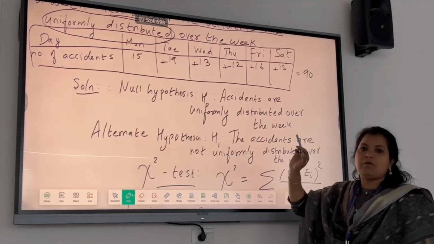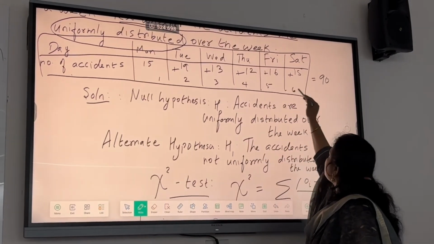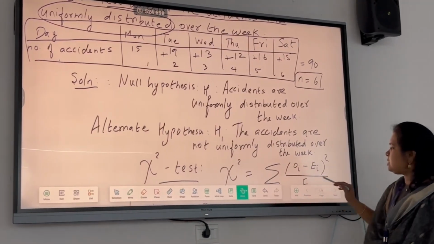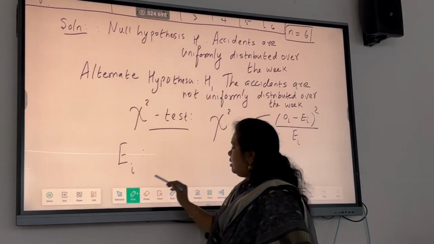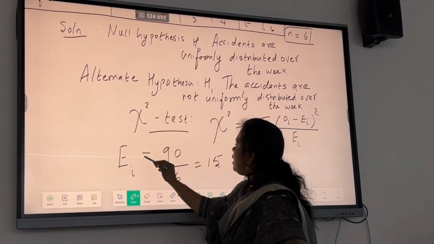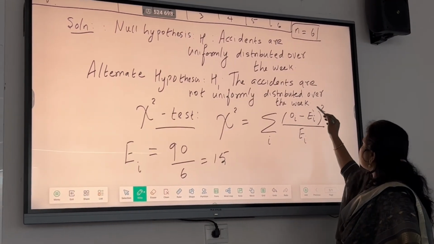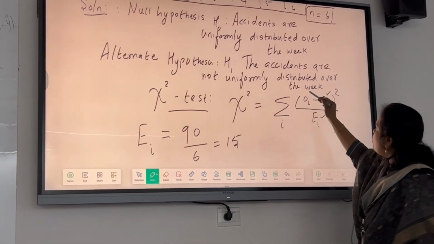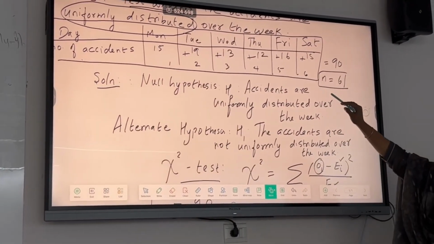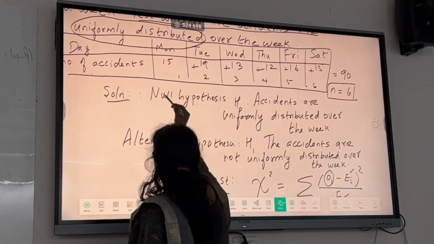And how many observations are there? 1, 2, 3, 4, 5, 6. So your N is 6. So the expectation is 90 divided by 6, which is 15. So we have calculated Ei. Ei is completed. What is Oi? Oi is the number of aircraft accidents that occurred over the week. So this is our Oi.